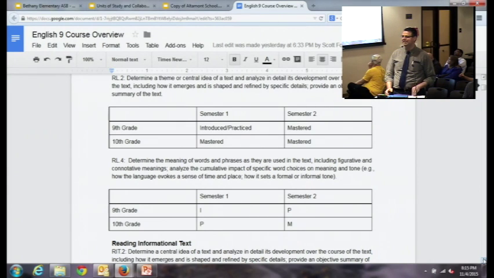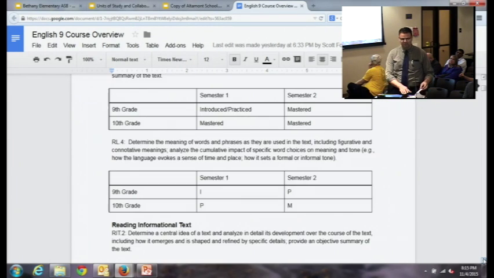This is a very detailed and thorough examination of the standards and how long it's going to take the kids to master each one of them. And some of them take more than 1 year, right? You start them in 1 year and you finish them in the next. And each of our courses do that.